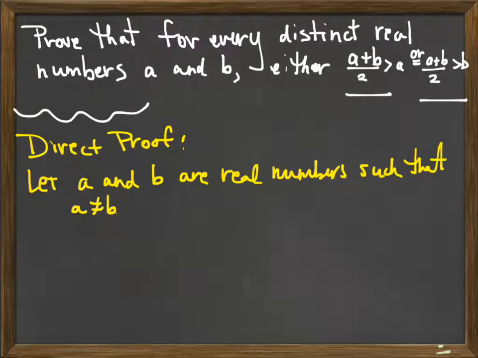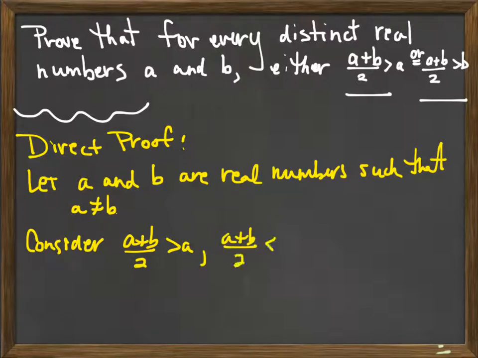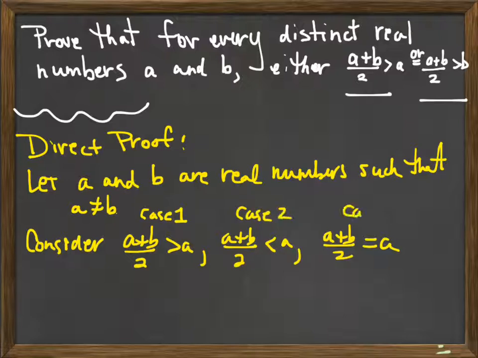All right, now let's consider this fraction. (a + b)/2 is either greater than a, less than a, or equal to a. Those are all the possible cases for (a + b)/2. That's the ordering of the real numbers. So let's write up here case 1, case 2, and case 3.